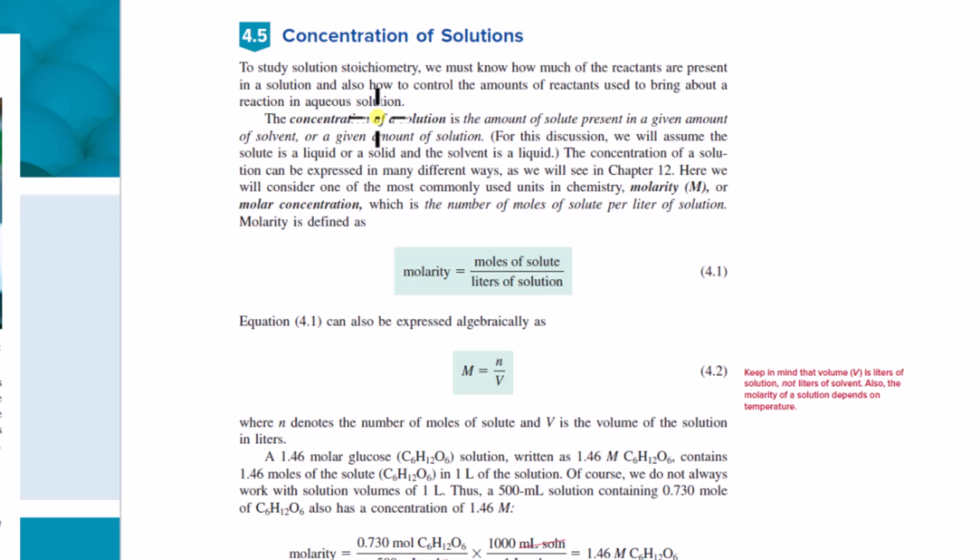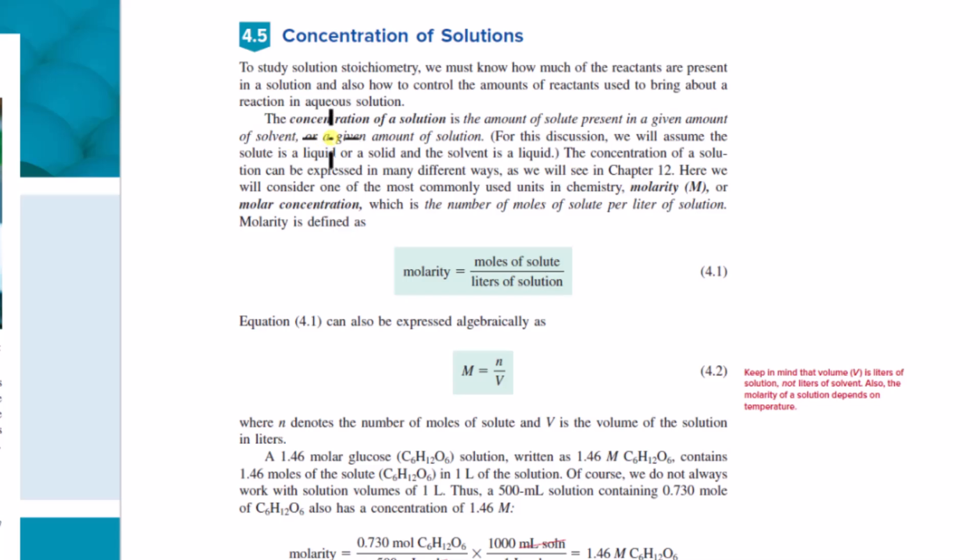If we want to do stoichiometry with a chemical reaction that takes place in solution, so we're talking about reactions in aqueous solution in this chapter, but this same idea would apply to a reaction taking place in any kind of solution, then we have to have a way of communicating amounts of reactant or product species present in relation to solutions, right? And so that's what this section is talking about.